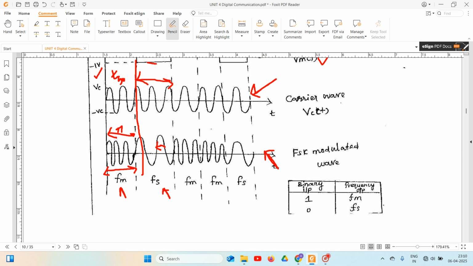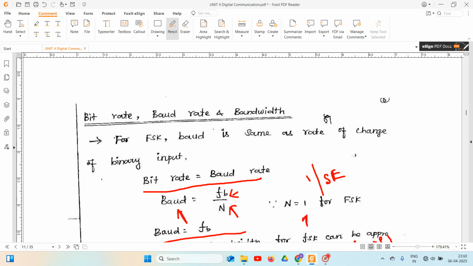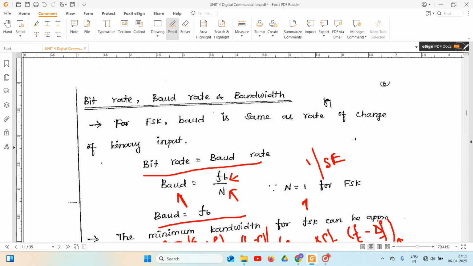So this is the overall concept of the FSK modulated signal, right? In the FSK modulated signal, we need to find out the bit rate and baud rate, and also the bandwidth. Here the bit rate is the same as the baud rate. The bit rate is in bits per second, and the unit of baud rate is symbols per second or baud per second, right?